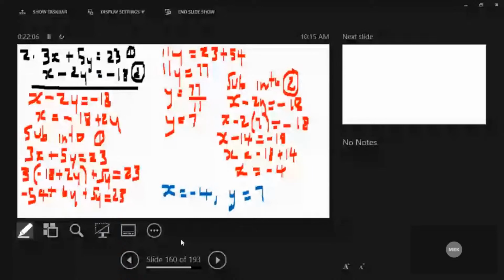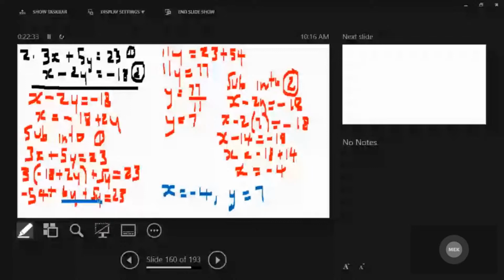All right, so Carissa is asking how I got 11. I added the 5y and the 6y. So remember, we had a 5y and a 6y right here. We added them, and that's what got 11 there.